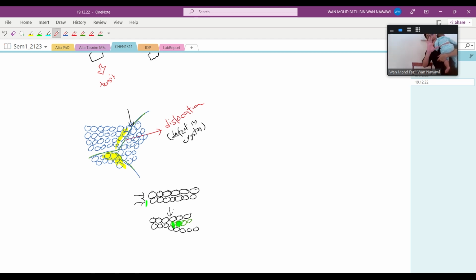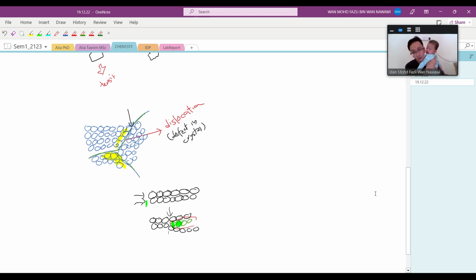When you bend a paper clip, what will happen? The dislocation will move. So this part will move, and when it moves, it also moves the atoms, because dislocation is part of the atoms themselves. It's just that the atoms are not arranged in a perfect row, perfect column like that.